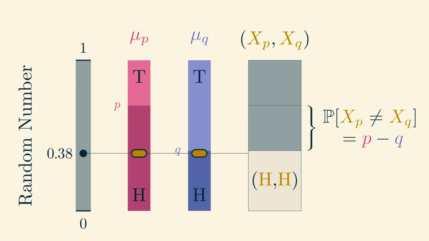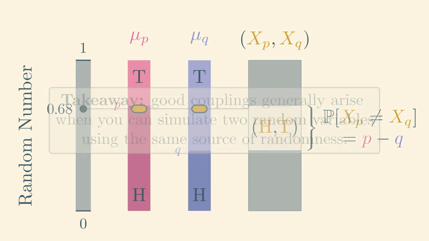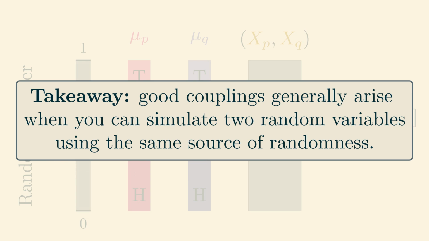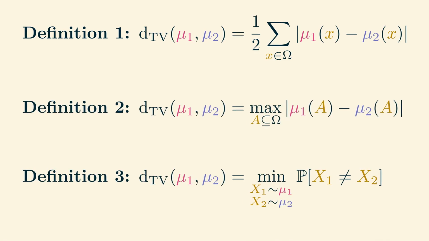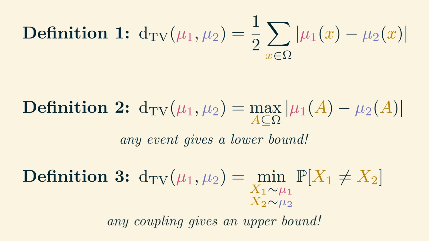And this is indicative of a general phenomenon. Good couplings generally arise when you can simulate two random variables using a common source of randomness. Hopefully this example illustrated why it's nice to have all three of these definitions for total variation distance, especially the second and third ones. Since they're given in terms of a maximum or a minimum, any event that you can think of gives a lower bound for the distance, and any coupling you can think of gives an upper bound.